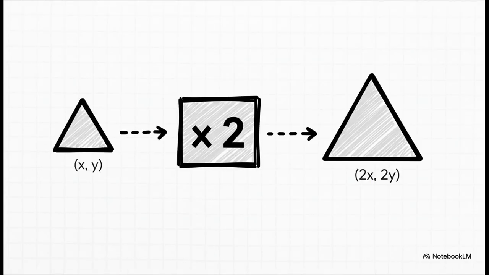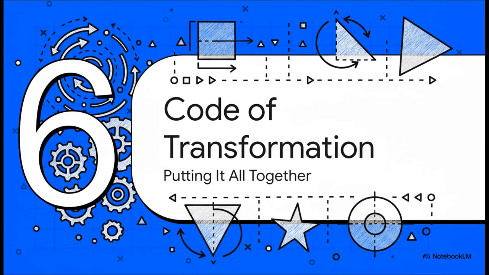And the math for this, honestly, it's the easiest one of the bunch. To dilate a shape from the origin, you just multiply every single coordinate, both the x and the y, by that scale factor. You want to make it twice as big? You just multiply everything by 2. It is that simple. So let's step back for a second.